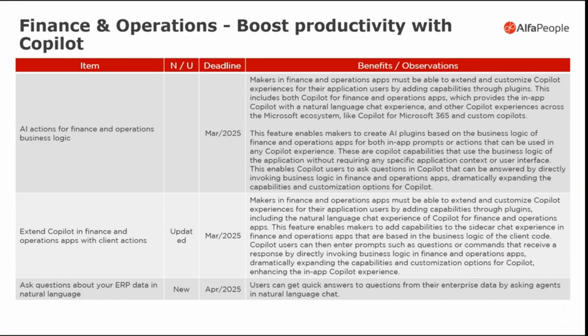Users can now ask questions about the ERP data, just like they would to a colleague, for instance. Instead of digging through menus or running reports, they can simply type a question like, what were our top 5 selling products last month? And then Copilot will give them a direct answer.